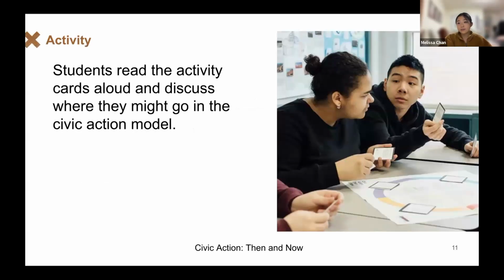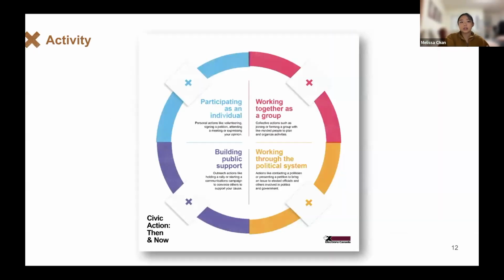So at this point of the activity, this is the resource framework. Students will read activity cards out loud and discuss what type of civic action it is. We'll be introducing students to this civic action framework, because civic action in itself is very abstract. Like, what does civic action mean? So what we do in this resource is introduce this framework which divides it into four categories: participating as an individual, working together as a group, building public support, and working through the political system. So with these cards, we're asking students to decide what type of civic action it is.